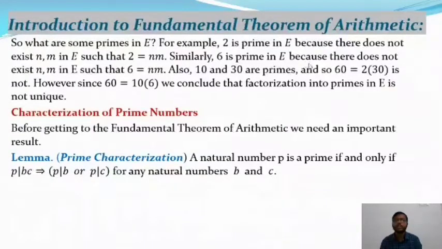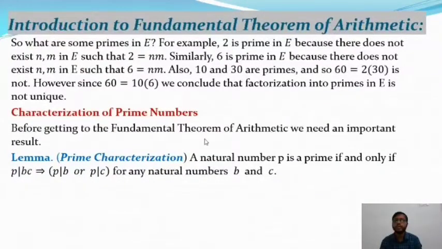However, since 60 is equal to 10 into 6, we conclude that the unique factorization into primes in E, the set of all even integers, is not unique. So the above theorem fails here. And after that we will discuss the characterization of the prime numbers.